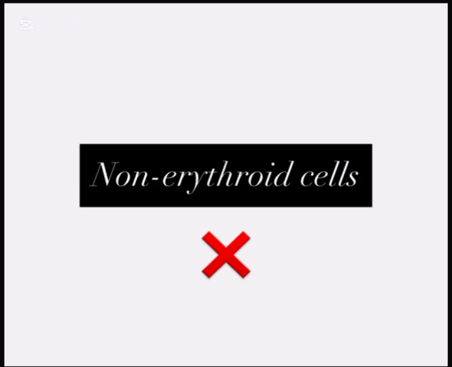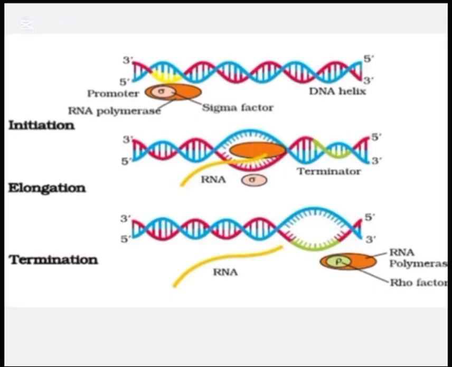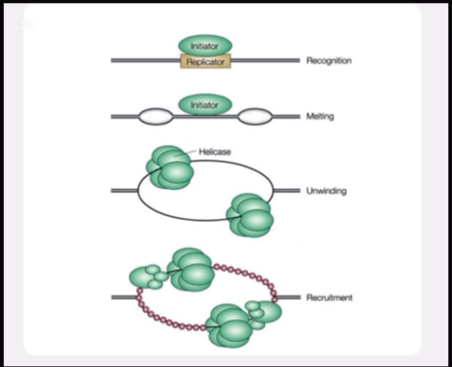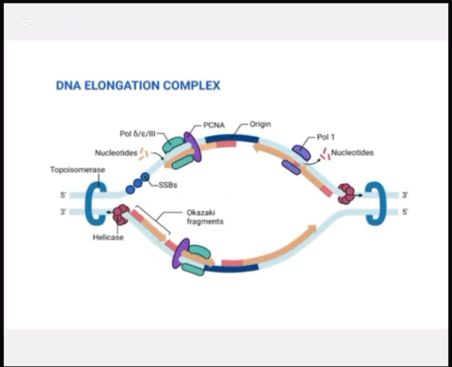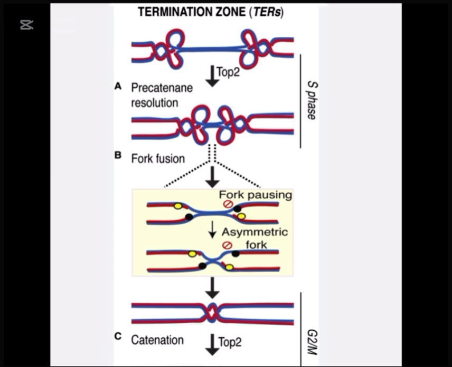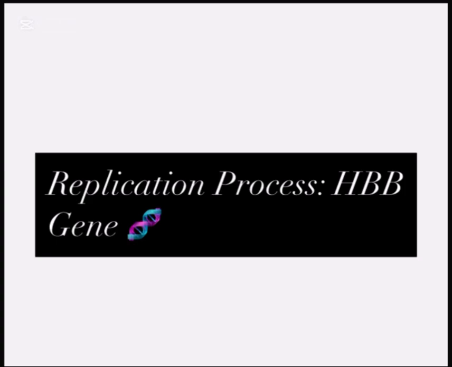Conversely, when discussing HBB in non-erythroid cells, we discover it replicates later. The overall process consists of 3 steps: initiation, elongation, and termination. Starting with initiation, this step begins at the origins of replication, where helicase unwinds and separates DNA. Next, in elongation, DNA polymerase adds complementary deoxyribonucleotides to each strand in the 5' to 3' direction. Then, in termination, the sequence ends when the replication forks meet. The replication process copies the entire chromosome, including the HBB gene, before cell division.